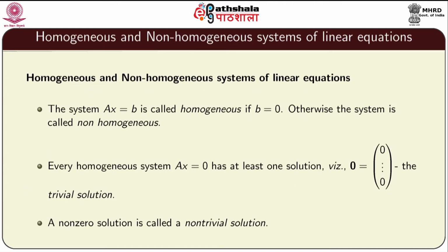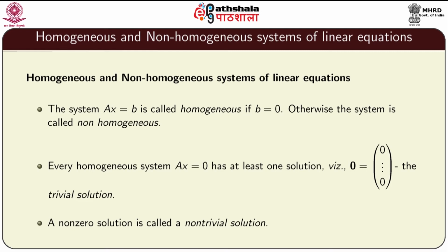Let us now formally define what are called homogeneous and non-homogeneous systems of linear equations. So, the system of equations in matrix notation, you have already seen that it is written as Ax equal to b. It is said to be homogeneous if the matrix B on the right hand side is the 0 matrix, otherwise it is called a non-homogeneous equation.